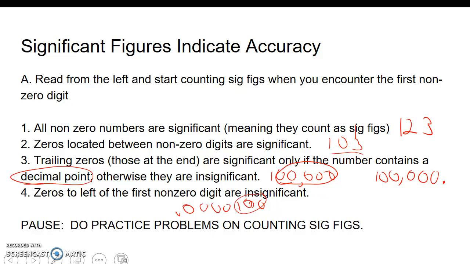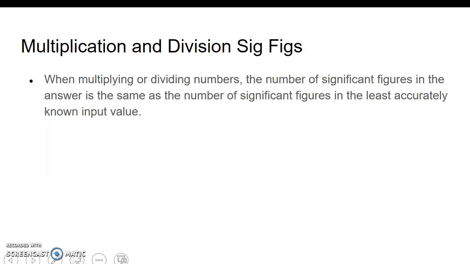Make sure you do the practice on sig figs. Now when we multiply and divide sig figs, the number of significant figures in the answer is the same number of significant figures as the least accurately known input value.